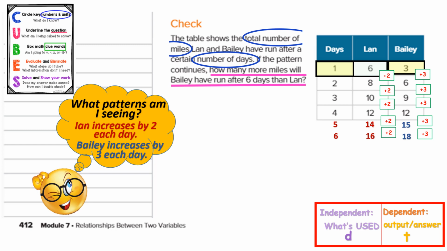So this is just another way to approach these types of problems other than coming up with these relationships and these different algebraic equations. If I know that Bailey ended up with 18 and Lan ended up with 16 and I subtract those, then I know that Bailey ended up with 2 more miles. Just a different way to approach it and look at it by filling out a chart.